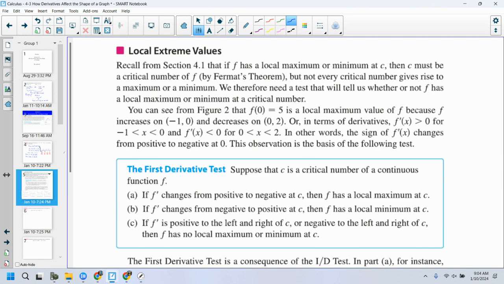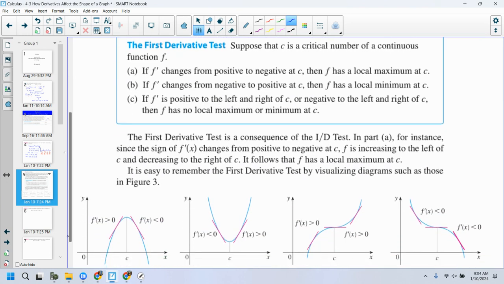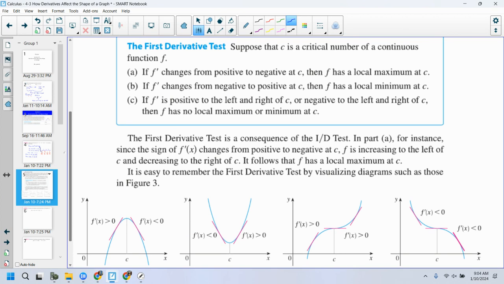They use the wording that the first derivative test is a consequence of the ID test. You do the increase-decrease test within the first derivative test. The only difference in the name is that you're drawing a conclusion about maximums and minimums when you're using the first derivative test. The ID test just tells you where it's going to increase or decrease.